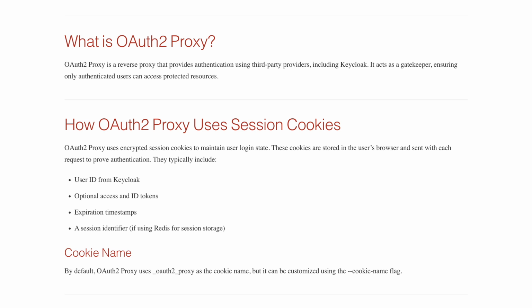OAuth2 Proxy is a reverse proxy that handles login via third-party providers like Keycloak. It sits between the user and the app, blocking unauthenticated access. OAuth2 Proxy uses encrypted session cookies to remember the user's login. These cookies include the user ID, access tokens, and expiry timestamps. By default, the cookie name is _oauth2_proxy, but you can change it if needed.